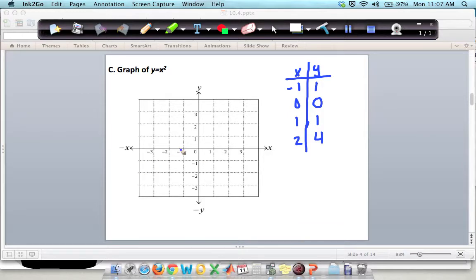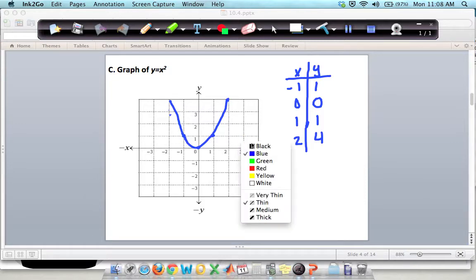So I'm going to go ahead and plot these points: -1, 1; 0, 0; 1, 1; and 2, 4. And a quadratic is always a mirror image on both sides. So it kind of goes up here. And remember, this is supposed to be a U shape. And I can see from here that this one would also go up. Whoops, let me fix that. This would also go up in that same way. Okay, so it should be a mirror image, just a little sloppy.